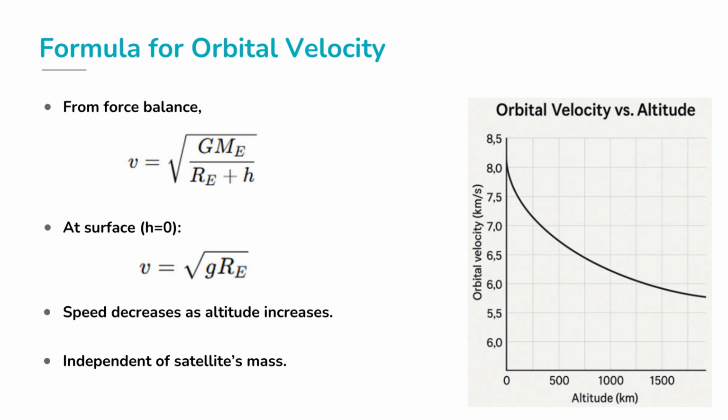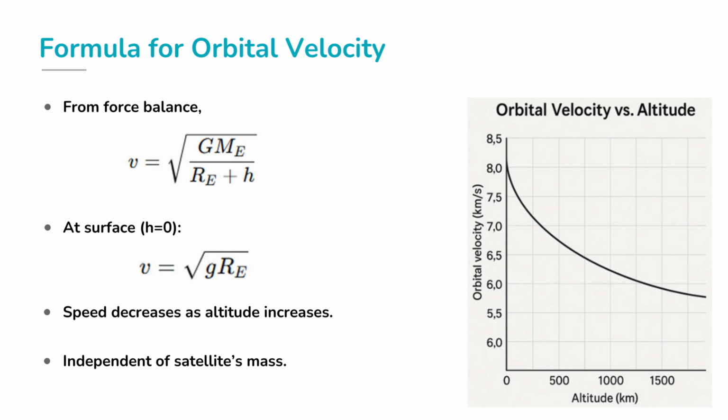From this balance, orbital velocity comes out as v equals the square root of G M_e divided by (r_e plus h). If the satellite is very close to Earth's surface, where h is 0, this reduces to v equals the square root of g r_e.